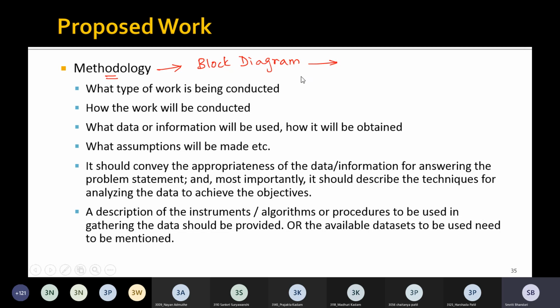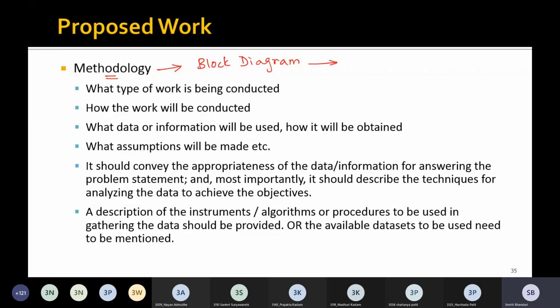You have understood the methodology. Typically, under methodology, we should draw a block diagram that depicts the process that we are going to carry out, right? As I mentioned, please note down these hints while writing the methodology. Whatever objectives we have proposed, the work to be carried out to achieve each objective needs to be included in our methodology.